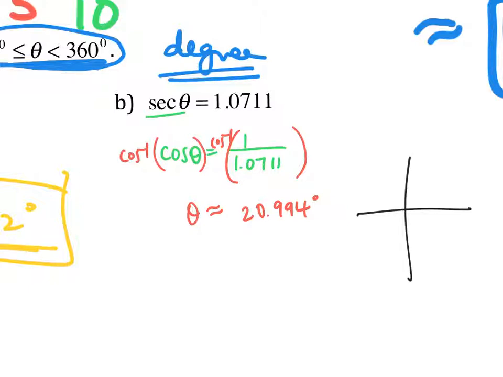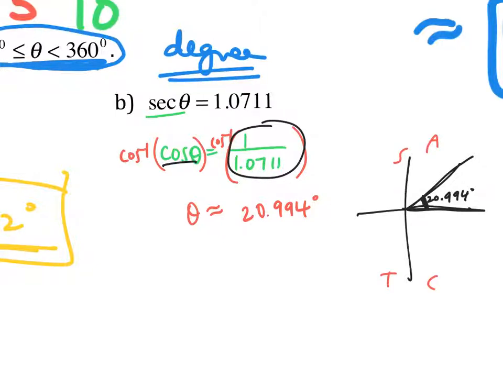So notice that I have 20.994 degrees, and that is actually my reference angle because it's an acute angle created with the x-axis. But notice I should have a second answer, because I'm going to get 2 answers. Well, cosine is positive. Where is cosine positive? Cosine is positive in, all students take calculus, quadrants 1 and 4.